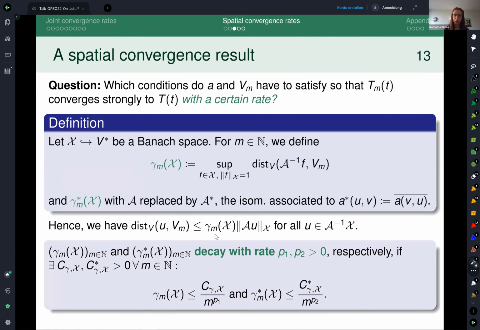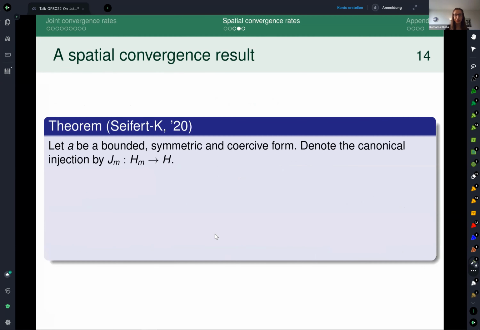And it turns out that the relevant quantities are the decay rates of these parameters. So let's say that gamma m decays with rate p1 if this inequality holds, and likewise for the adjoint. So here's the promised convergence result. We assume that A is bounded, symmetric, and coercive. We can actually do without symmetry, then we just get a bit worse rates. So for convenience, I decided to include it here, bounded and coercive are needed.